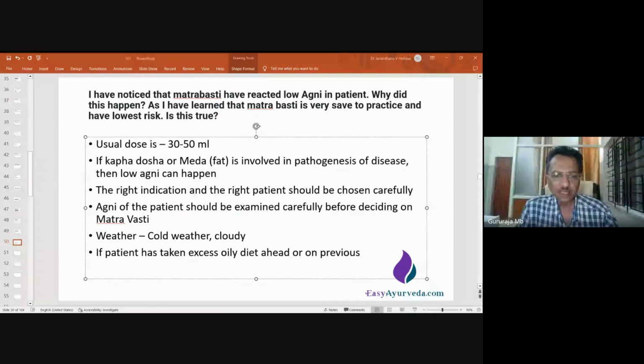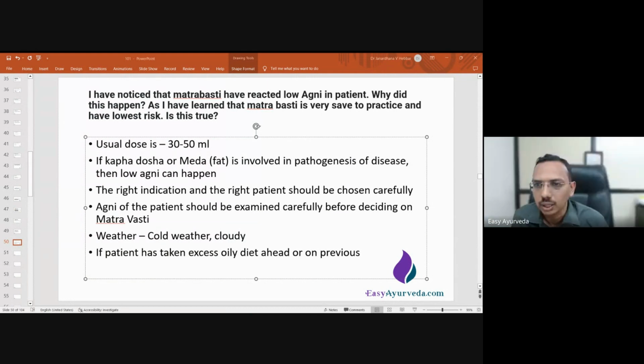Even the experts who do matra basti say that matra basti can be given at any time. It may be after the food, even before the food, anything, because the quantity of oil or sneha we use in this is very less. For that reason, I don't think it is going to cause any issues. Maybe it is a coincidental observation that they have made, is what I feel.